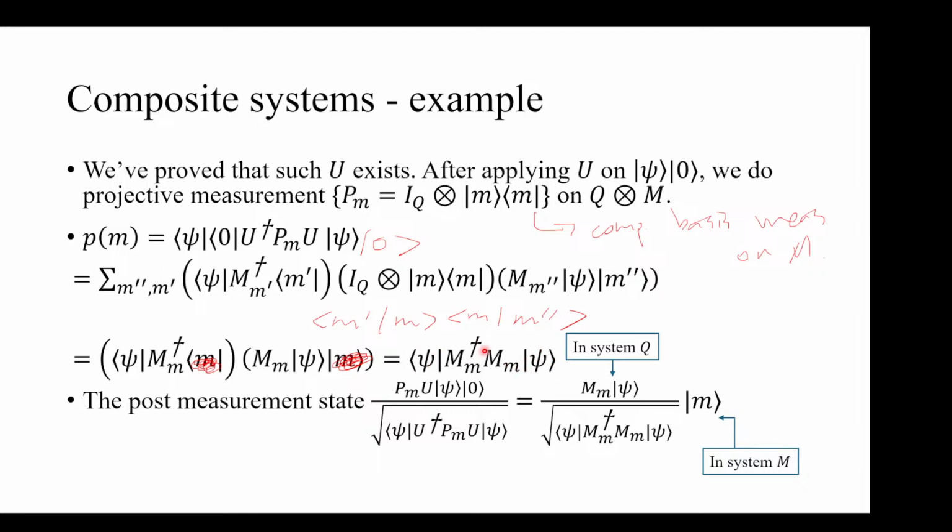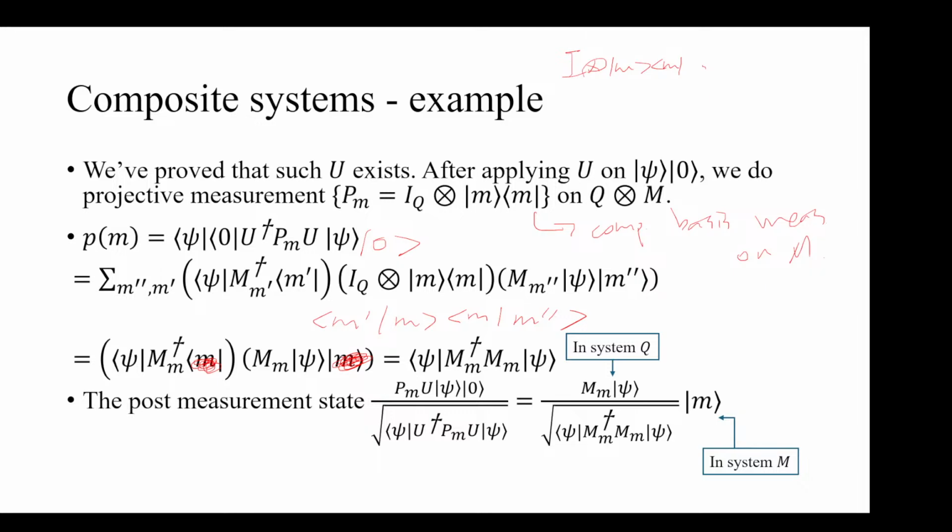And also we want a post-measurement state. So the post-measurement state will be this P n on U psi, normalized. Here once again we skip a lot of steps. But P n on U psi is equal to identity tensor projection on m, and on this U psi 0.